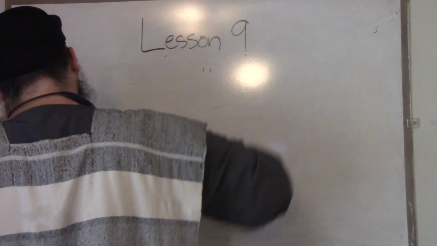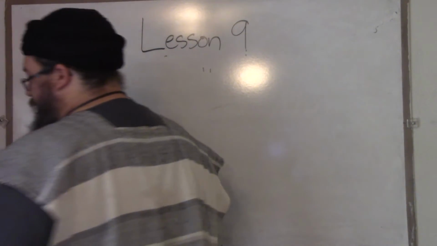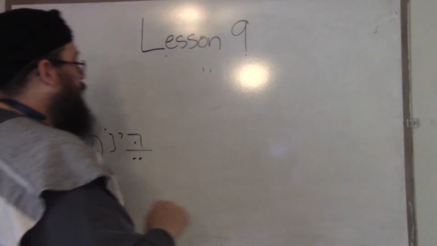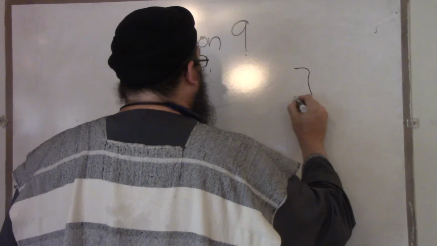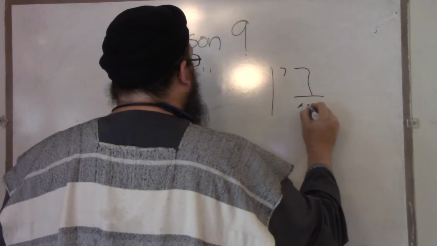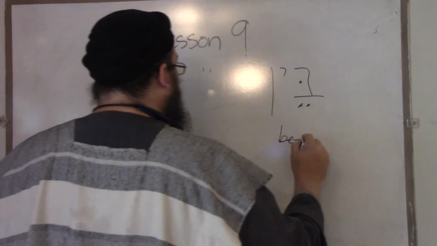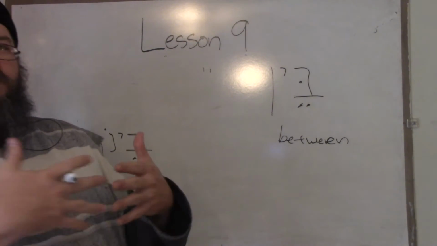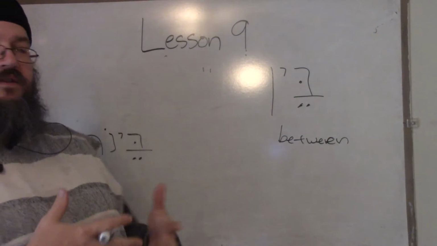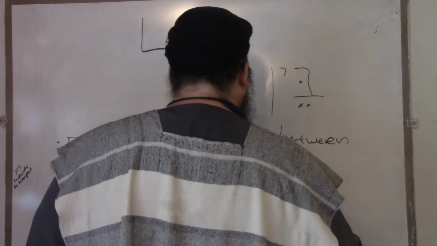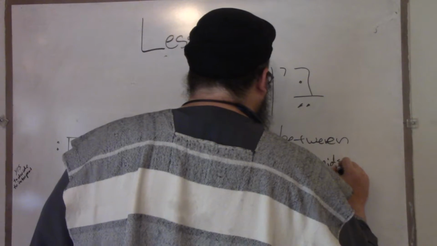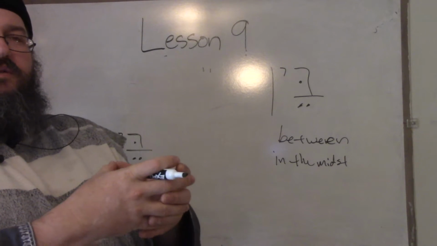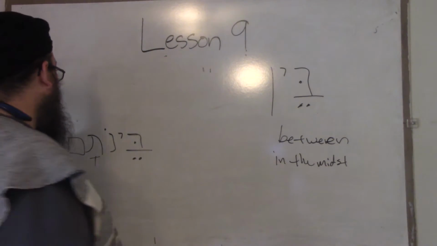Okay, Benotam. I know this is not fully a part of the vocabulary, but it's okay because it's good to understand more and more of how things work. Beinotam is a conjunction of two words. Bein, which means between. Also bein means to be in the midst. So when we think of bein, we're thinking of something at the center or the middle part of something.